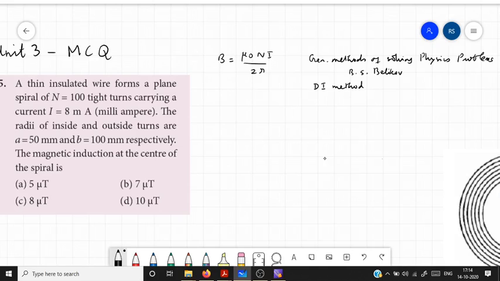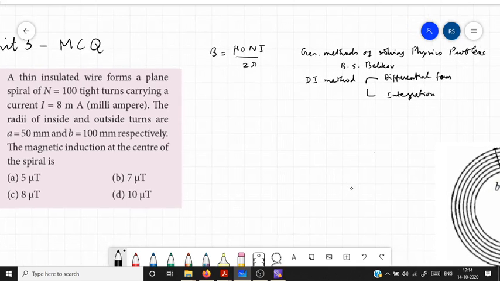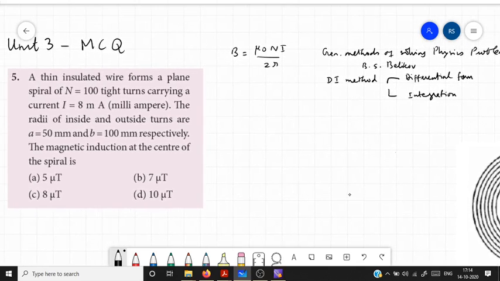The DI method is nothing but a two-step process. The first step is to write the differential form of the given relation, and the second is to integrate that form within the limits and then get the answer. Of course, you can read this from the book and understand the beauty of this method. I'm going to adopt that method over here and solve this one.